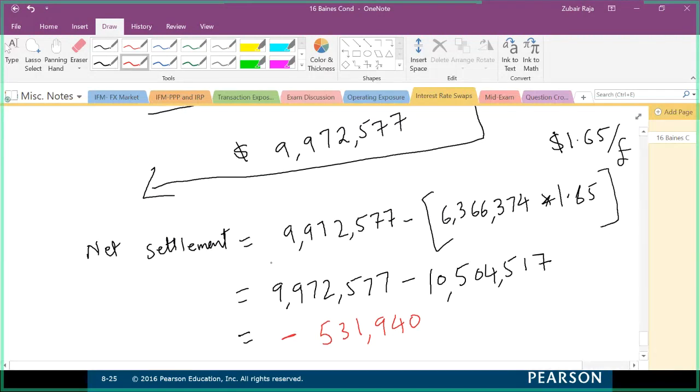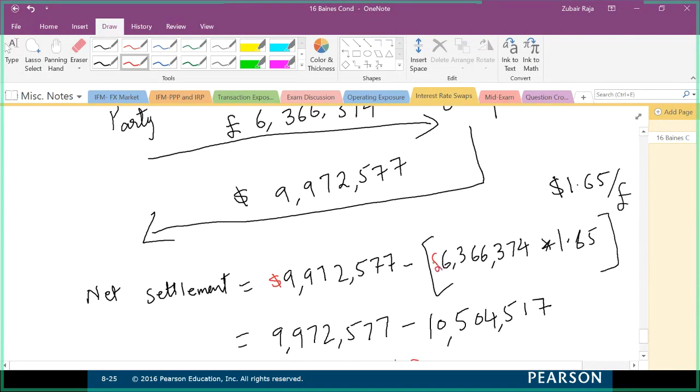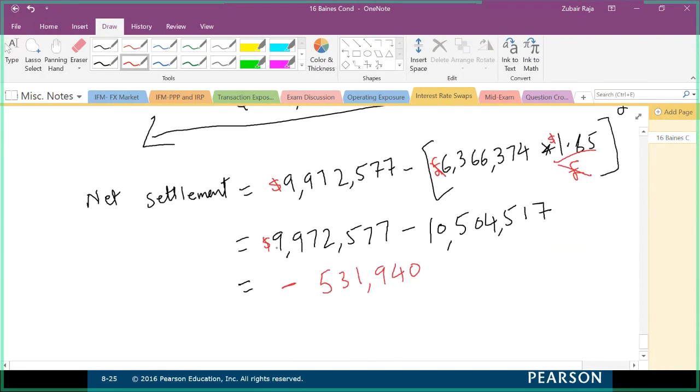What is this now? All these are in dollars. Remember, this is dollars, and after converting this, remember what was this? This was pounds. And what was this exchange rate? This was, remember, dollar divided by pound. So pound got cancelled with each other and we are only left with these dollars, right? So this is also dollars, this is also dollars, and finally this is also dollars, but in negative, right? In fact, I should write it over here. Dollar minus 531,940. So one party has to pay.